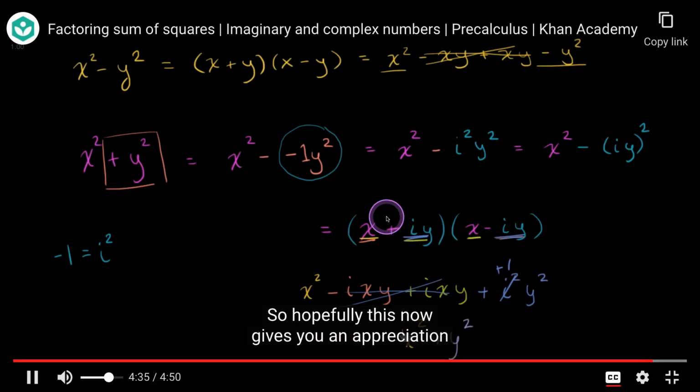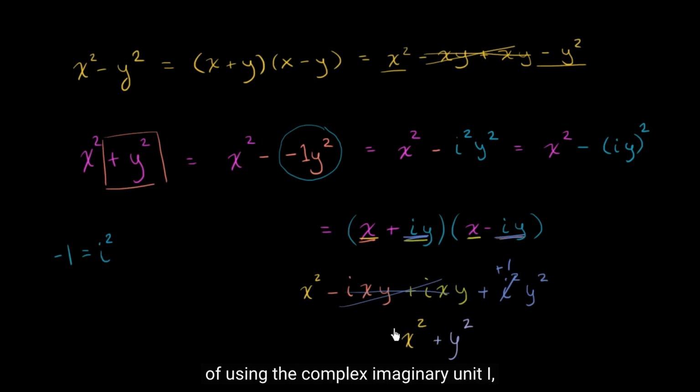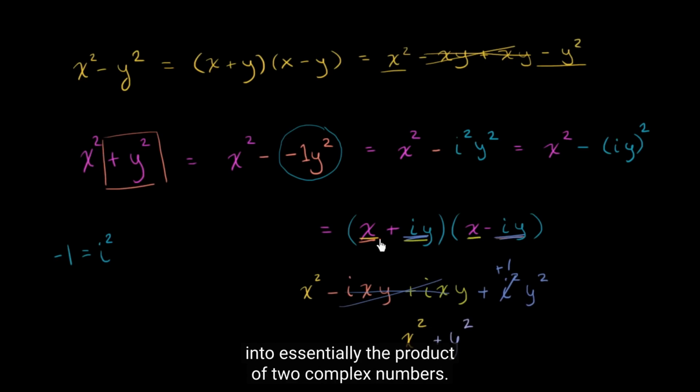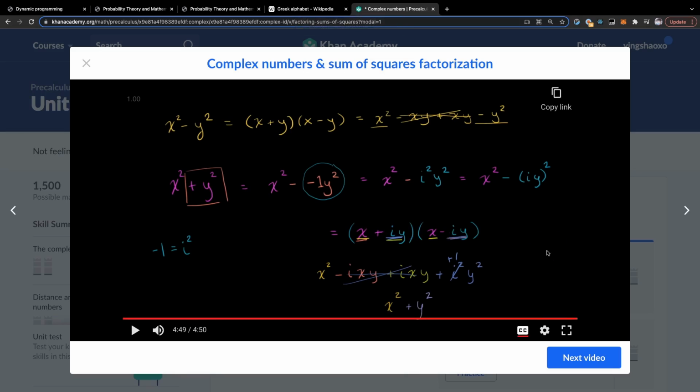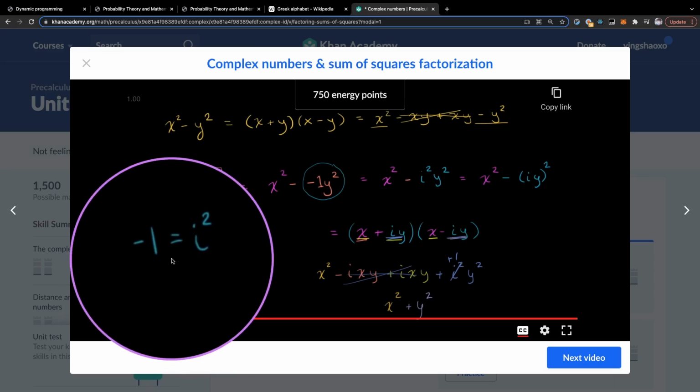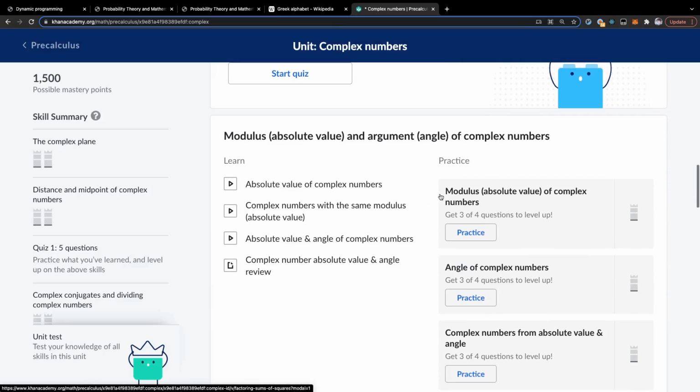So hopefully this now gives you an appreciation of using the imaginary unit i, and how you can actually factor this expression into essentially the product of two complex numbers. Okay, I guess this video tells us nothing but how you can use i squared as a number of -1, so that you could almost refactor almost any normal real number or real number expression into the complex expression by doing a replacement. For example, here, replace the -1 as i squared.